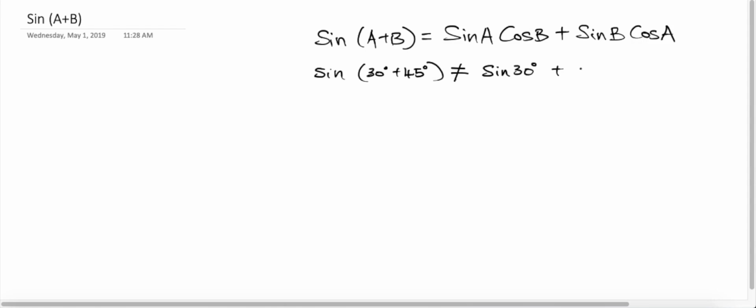Now in this video I'm going to show you the sine A plus B is equal to sine A cos B plus sine B cos A. Say, for example, you want to add sine 30 plus 45 degrees. Why is it that it's not equivalent to sine 30 plus sine 45? It is not going to be equal, right?